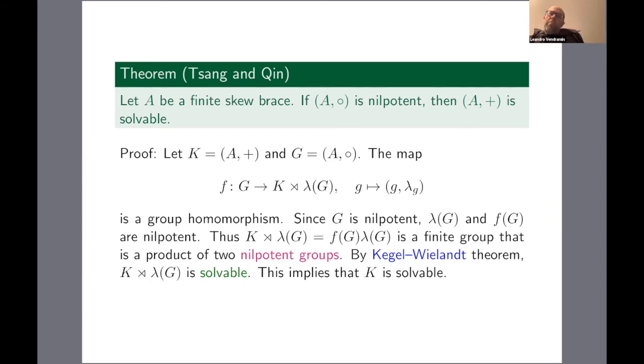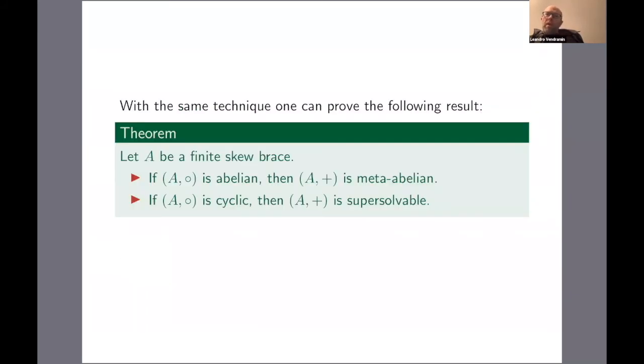And with the same idea, you can prove other results. For example, you can prove that if A is a finite skew brace in such a way that the multiplicative group is abelian, then the additive group is meta-abelian. This is a famous theorem of Ito, applied into this setting using exactly the same idea as I gave you before. And also, if the multiplicative group is cyclic, then the additive group is supersolvable. Again, same idea, using this realization of the skew brace as a regular subgroup of the holomorph, and then using a group theoretical result on factorization. This was the first problem.